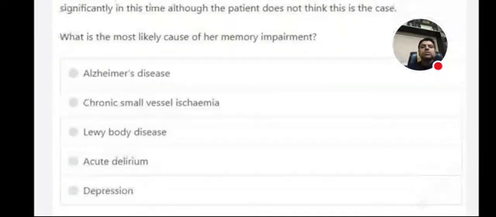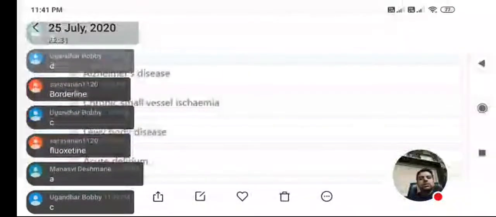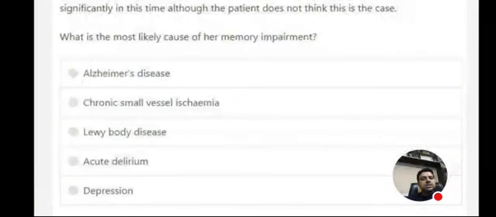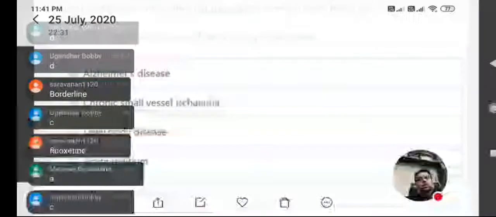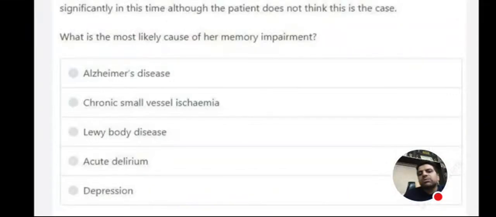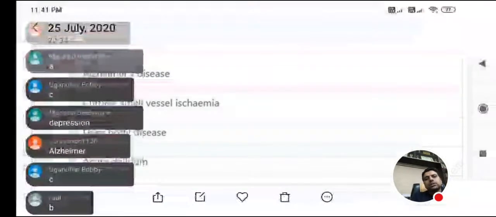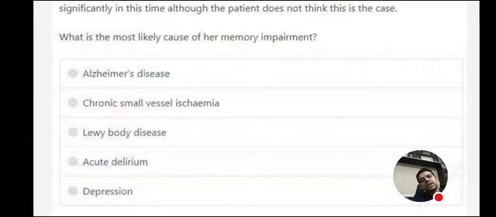Okay, so what is the most likely cause of her memory impairment? I'm going to close the chat and read the options. Alzheimer's disease, chronic small vessel ischemia, Lewy body dementia, acute delirium, or depression. What do you think? What is the best cause? No comments. Alzheimer's disease, chronic small vessel ischemia, Lewy body dementia, acute delirium, or depression. Manasvi, this is depression. Shavan, Alzheimer's. Bobby, Lewy body dementia. Rahul, chronic small vessel ischemia.